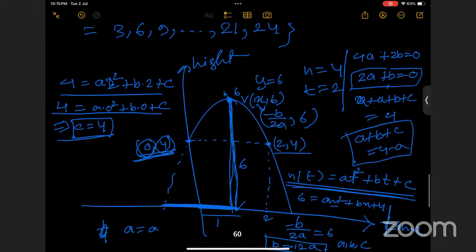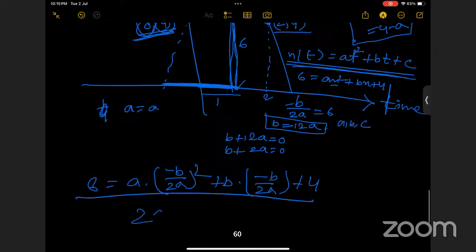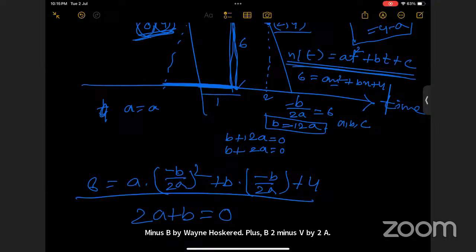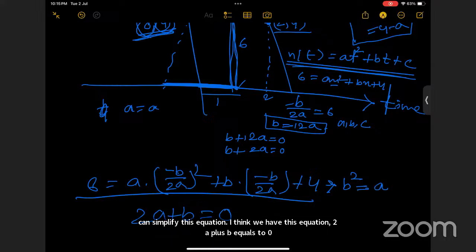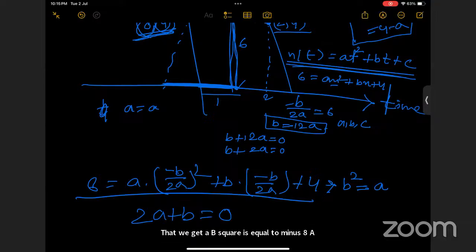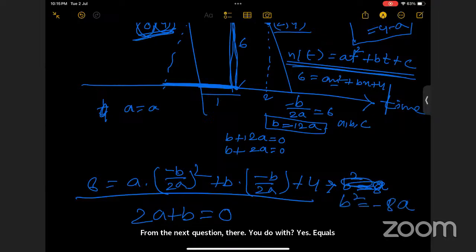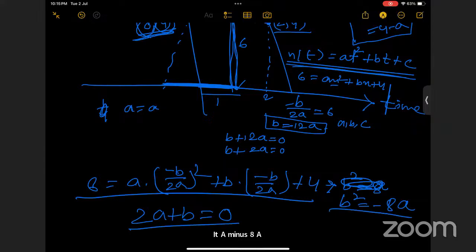Again, we have this equation 2a plus b equals 0. By solving this equation, we get b square is equal to minus 8a. Right? Yes, b square equals minus 8a. So from these two, now we can solve it and find the values of a and b, right?